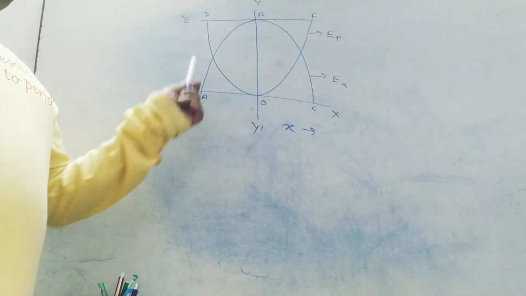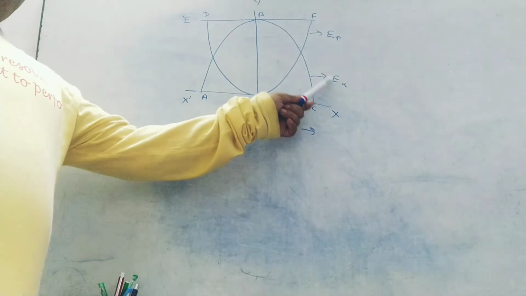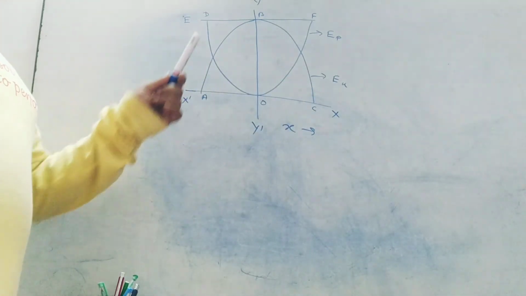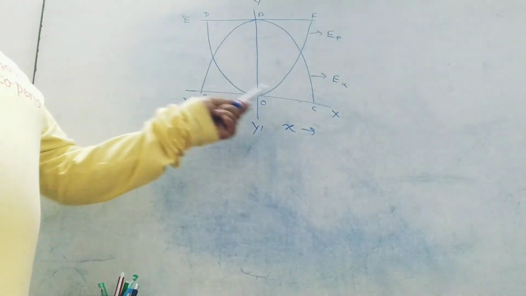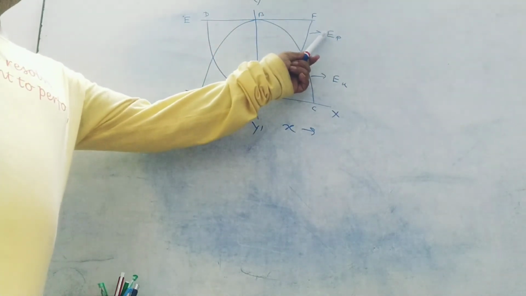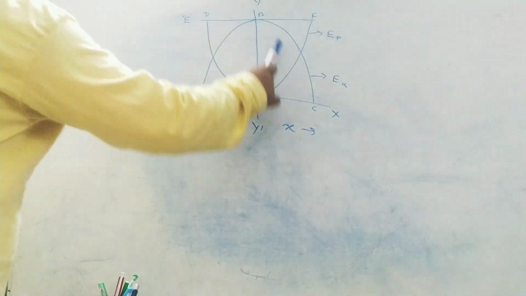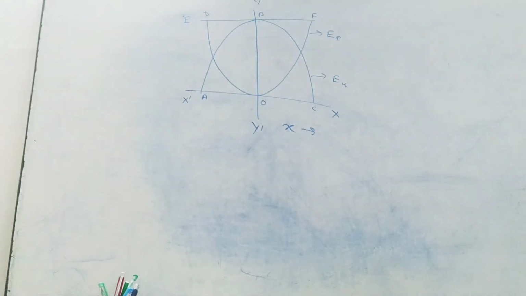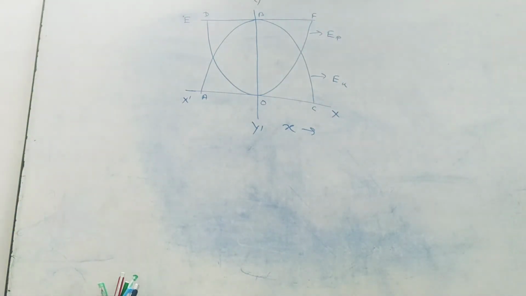ABC is a parabolic curve which shows the variation of kinetic energy, that is Ek, of the particle, and the parabola DOF shows the variation of potential energy of the particle, that is Ep, with respect to the displacement of the particle. The total mechanical energy of the particle always remains constant. This proves the principle of conservation of mechanical energy, or the principle of conservation of energy.